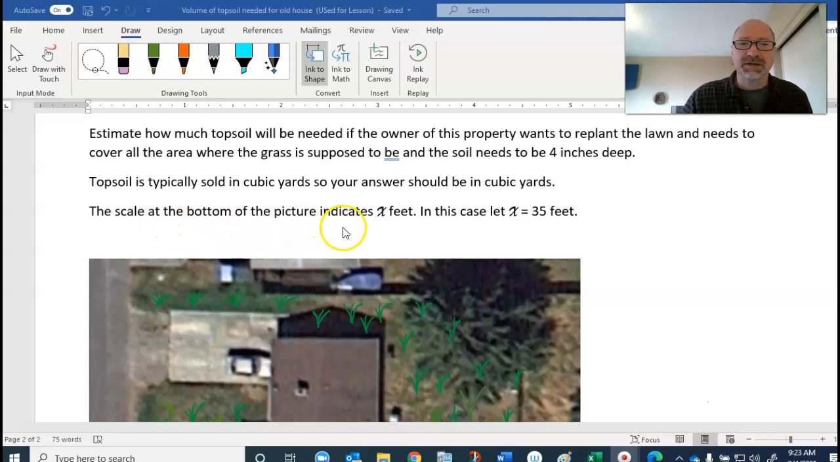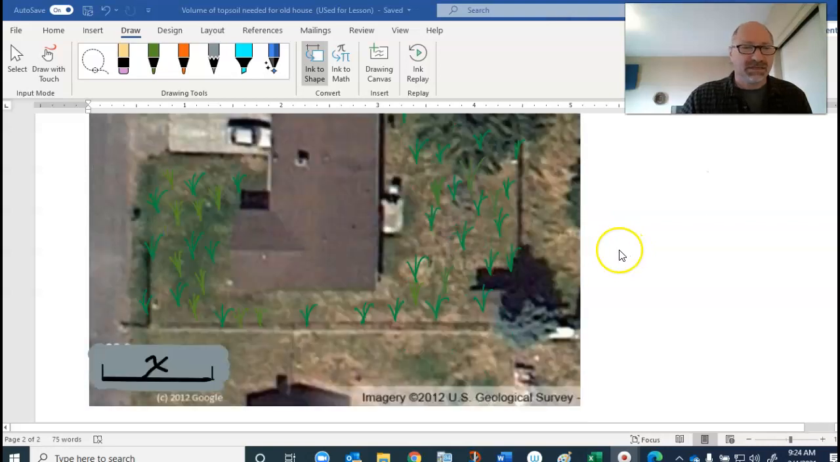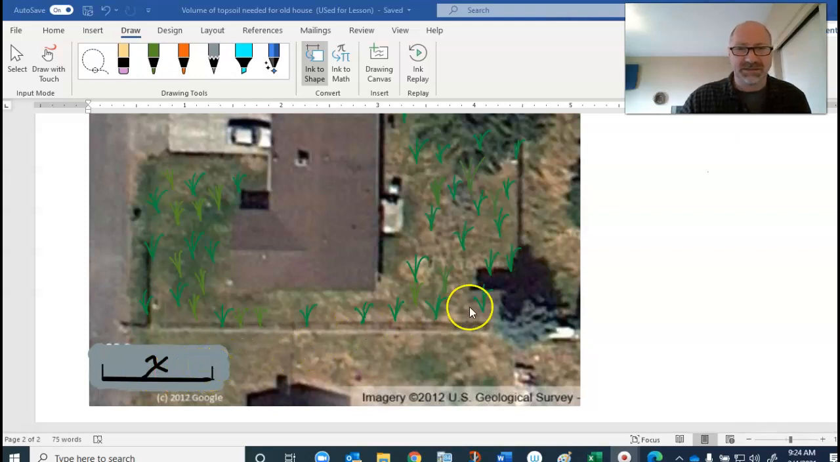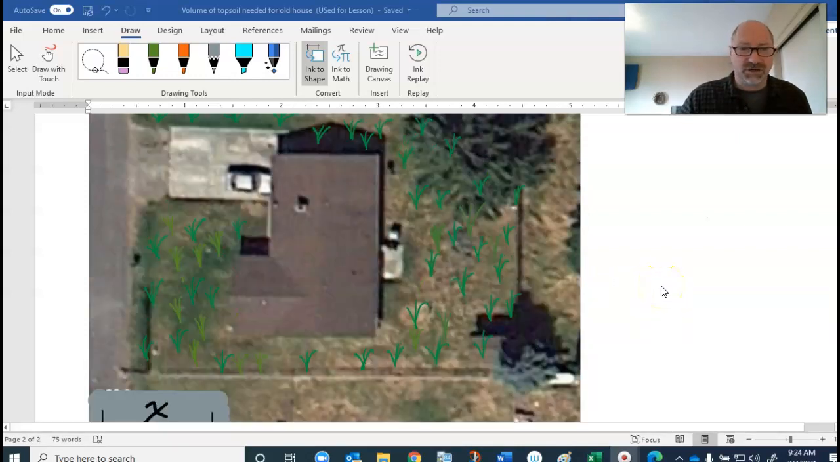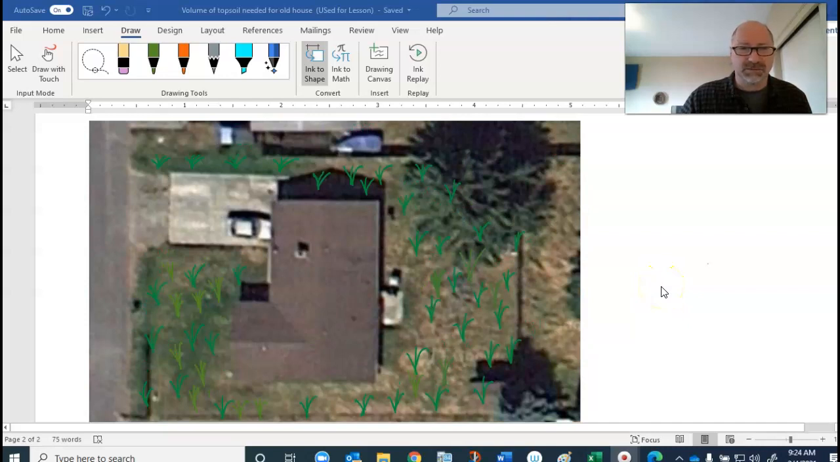And the scale at the bottom of the picture indicates x feet. In this case, let x equal 35 feet. So that means the distance from here to here will be 35 feet, and we'll have to use that to estimate the area of the yard, the dimensions that will help us get the area.